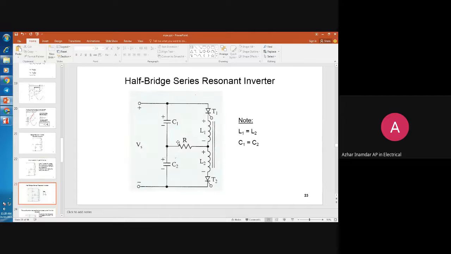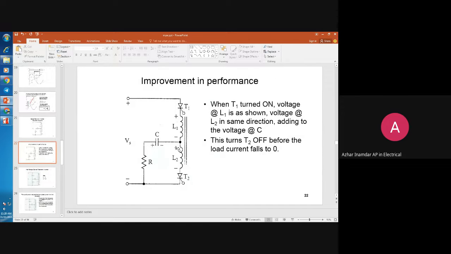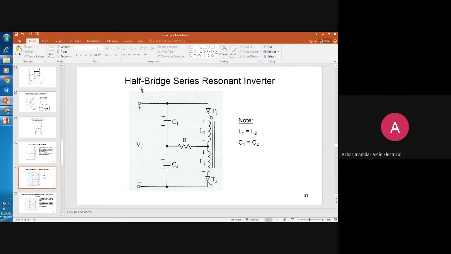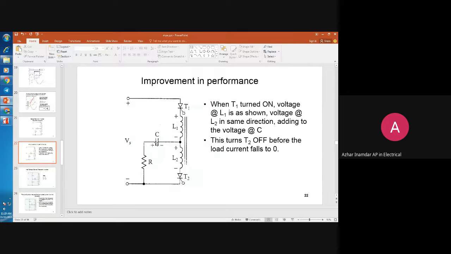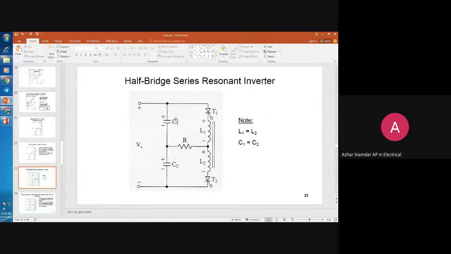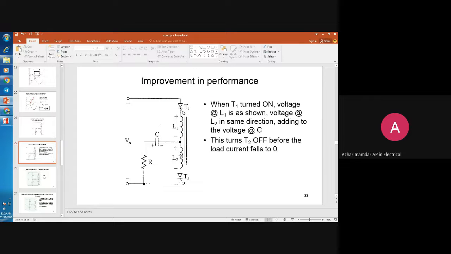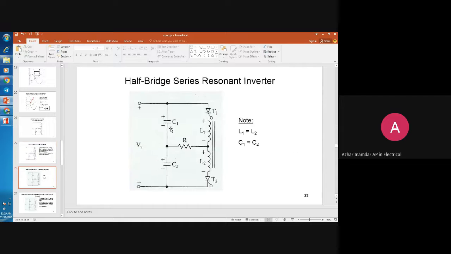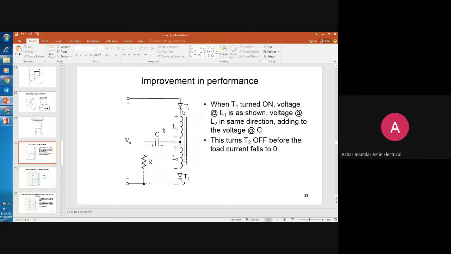You can see this circuit here. It has the drawback of high pulse current from the DC supply. This can be overcome by using the half bridge series resonant inverter. So what are the changes? They have just added one capacitor, C1, here. Instead of one capacitor, they are adding two capacitors, and the circuit remains as it is. This is a half bridge series inverter, and it is used to eliminate the disadvantage of high pulse current from the DC supply.